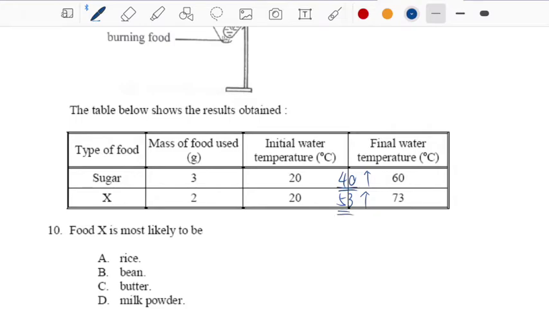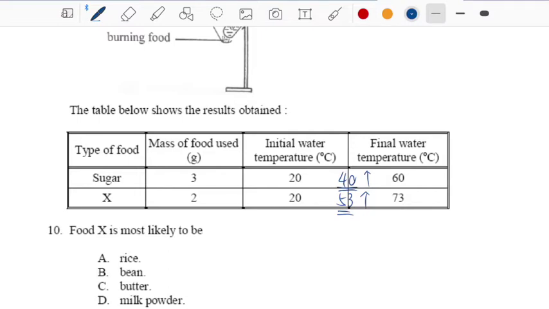However, we cannot just compare using the temperature changes 40 and 53, because we did not burn the same amount of food. For sugar we burned 3 grams, but for food X we only burned 2 grams. So we need to work out what would be the energy released if we have the same mass of these 2 types of food, so that we can compare easily. So how to do that?